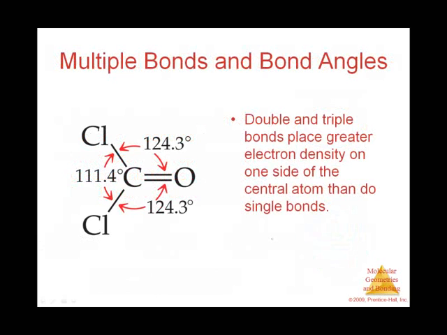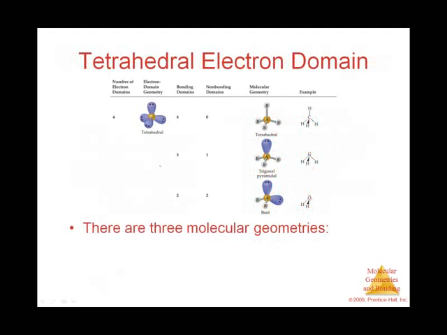So double and triple bonds place greater electron density on one side of the central atom than do single bonds. So if I have a double bond and 2 single bonds off a central atom, I may have more space here, a larger bond angle, where the double bond is, or the triple bond is. Okay.